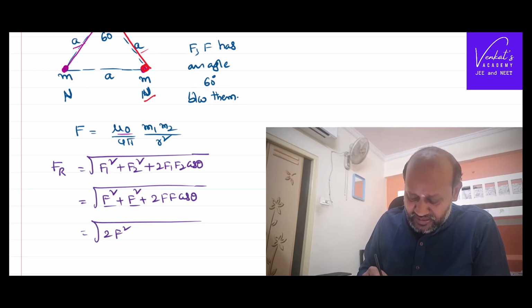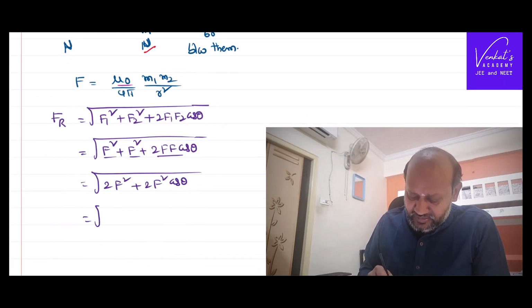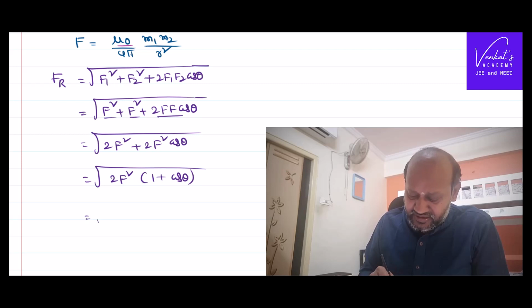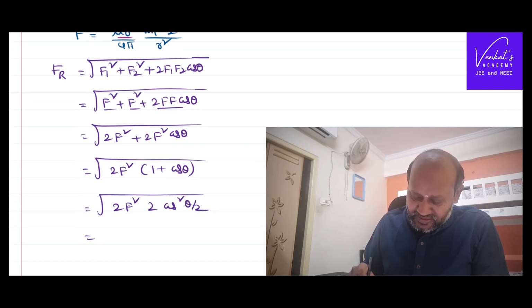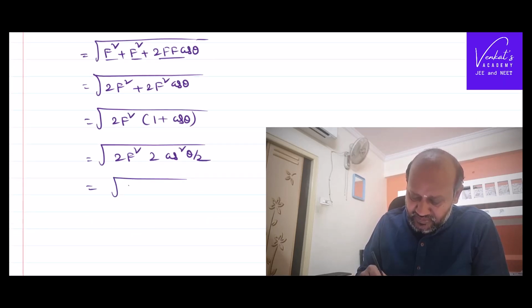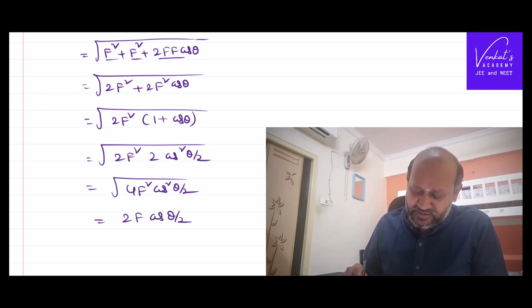So this F square and this F square make 2F square. This is another 2F square cos theta. I can take 2F square common from both the terms: 1 plus cos theta. In trigonometry there is a formula: 1 plus cos theta is 2 cos square theta by 2. So that is the square root of 4F square cos square theta by 2. That is 2F cos theta by 2.